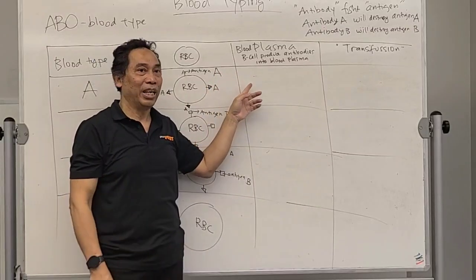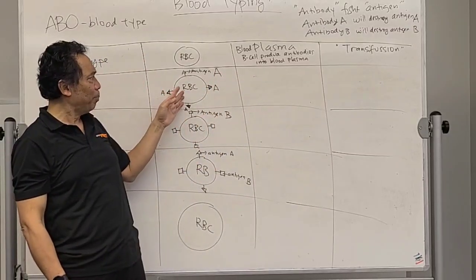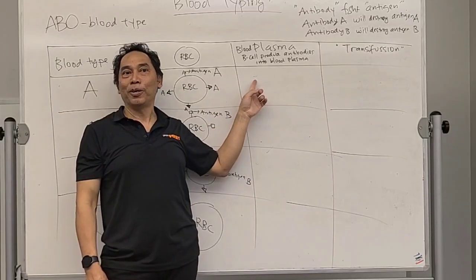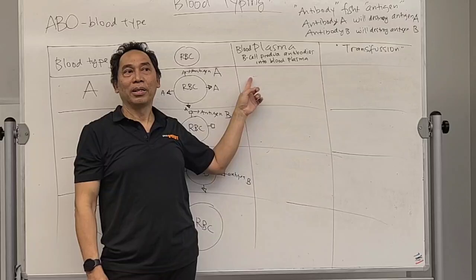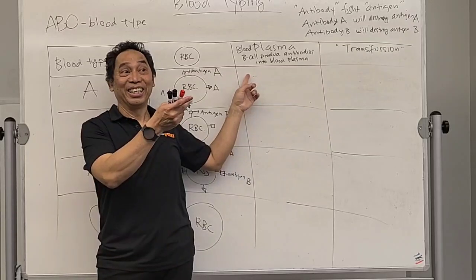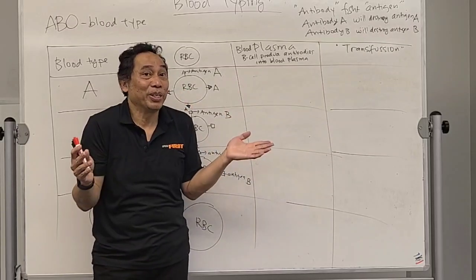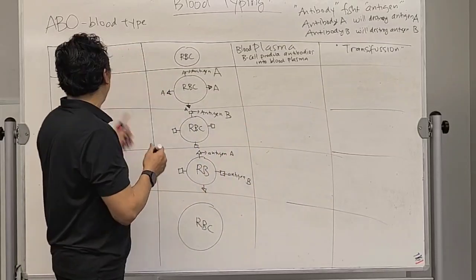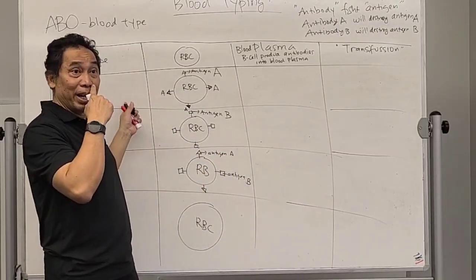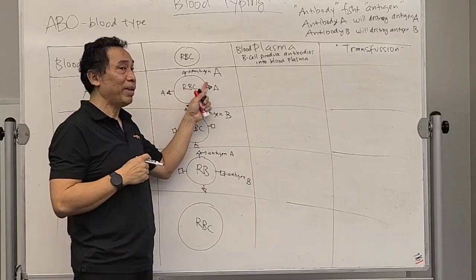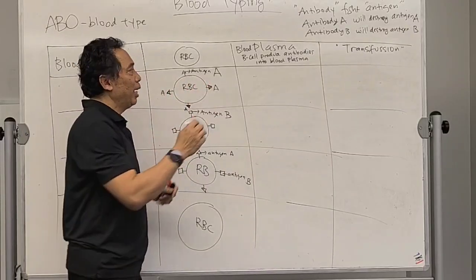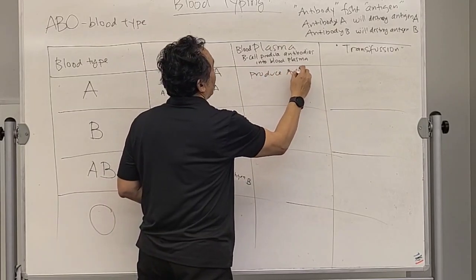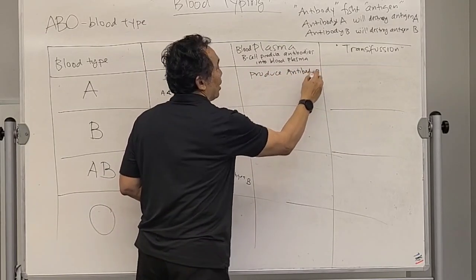Now, the next question. If you are blood type A, will you produce antibody B? Yes or no? Daniel? Yes, because no problem. So if you are blood type A, you will have antigen A in your red blood cell, and you will produce antibody B.